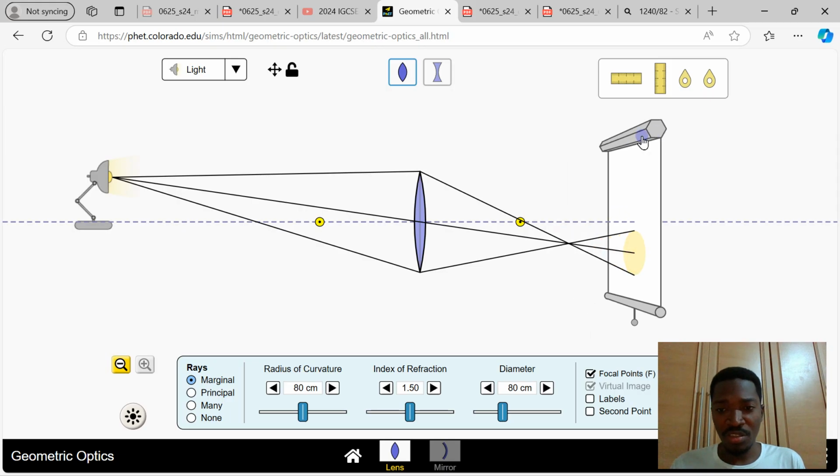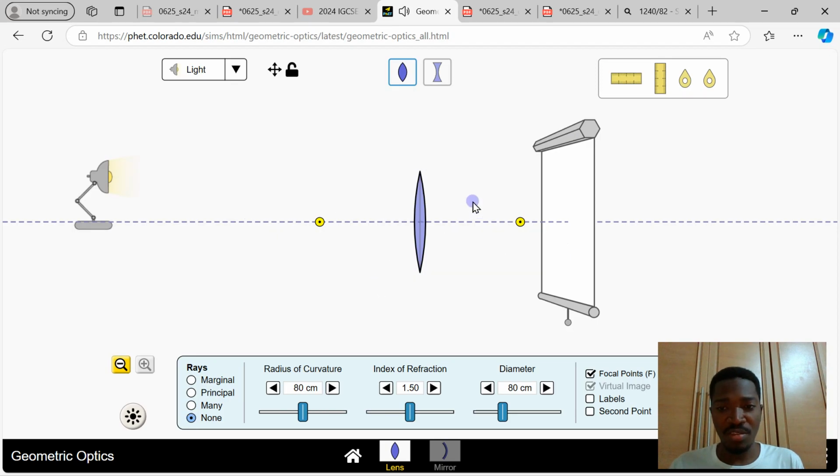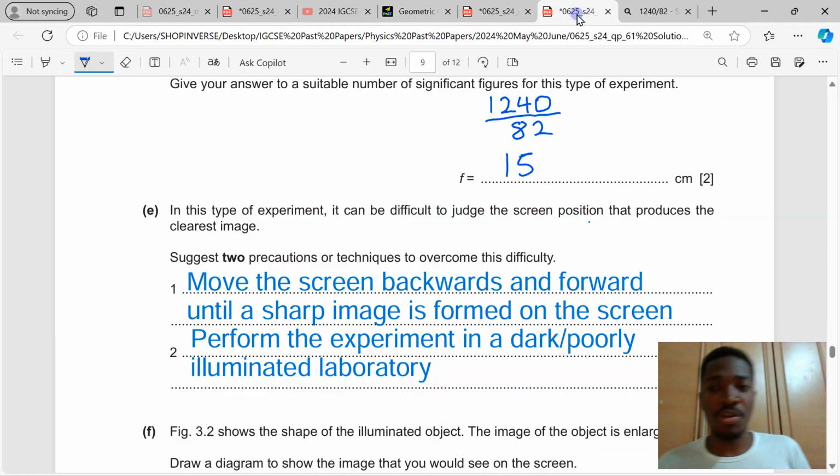Any other point, you have a blurred image, but where they converge, that's where you have a sharp image, which can be seen as nothing being formed on the screen, only for the simulation. But in the real life setting, you have a sharp image on the screen. So the precaution: you move the screen backwards and forward until a sharp image is formed on the screen.